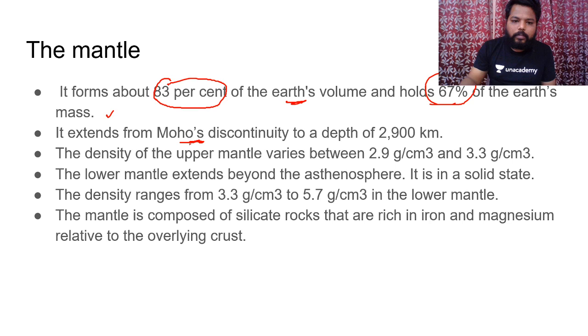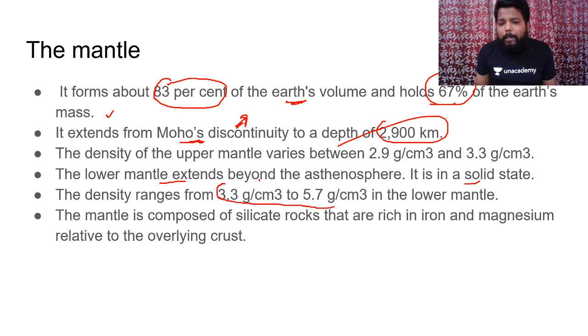I'll be discussing these discontinuities later on. The mantle extends up to a depth of 2,900 kilometers from the crustal surface. Clear. The lower mantle extends beyond the asthenosphere, and it is in solid state. The density of the mantle ranges between 3.3 and 5.7 grams per cubic centimeter, and the mantle is composed of silicate rocks that are rich in iron and magnesium relative to the overlying crust.